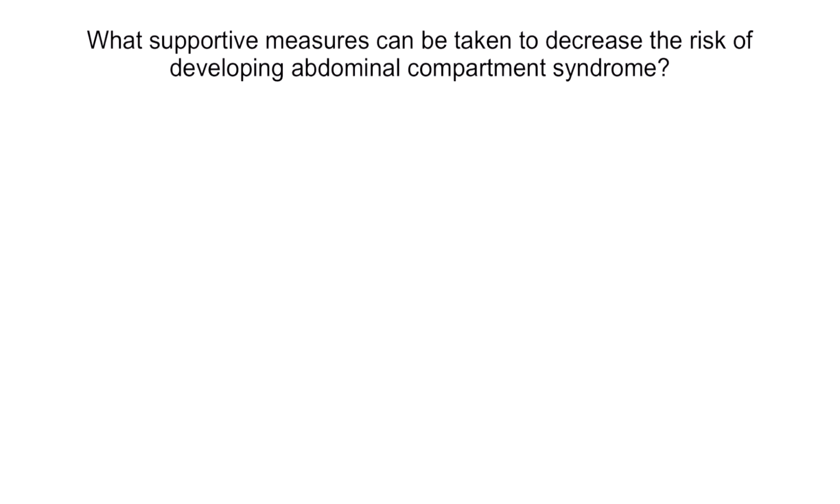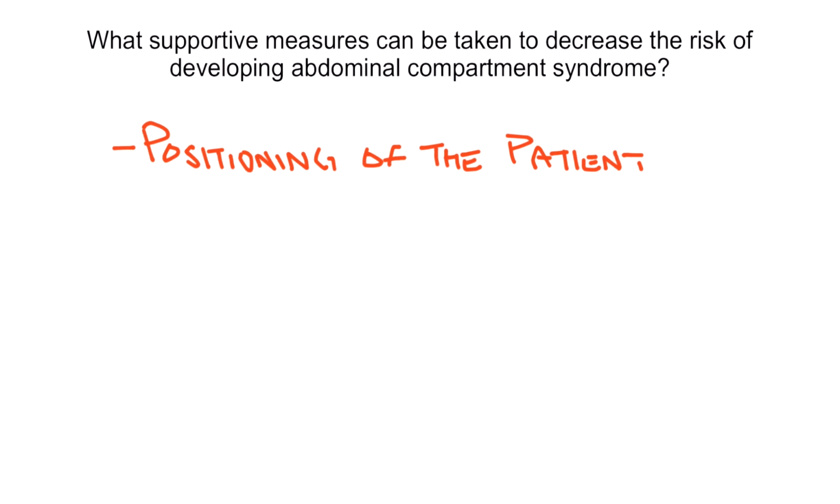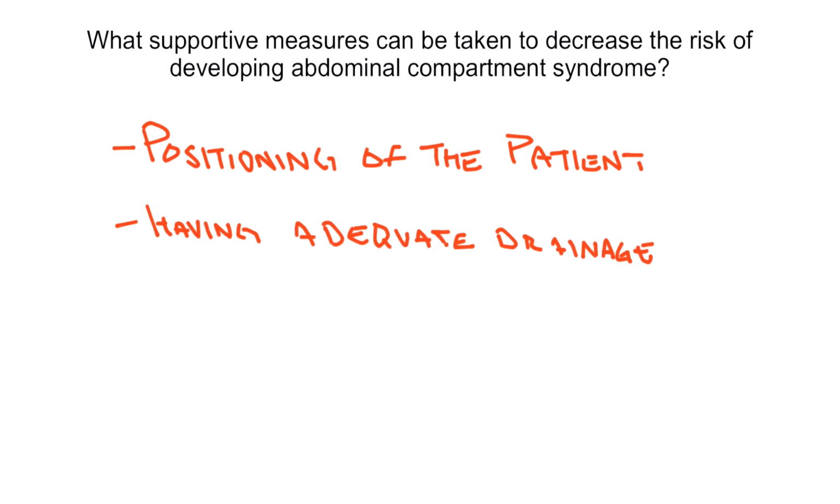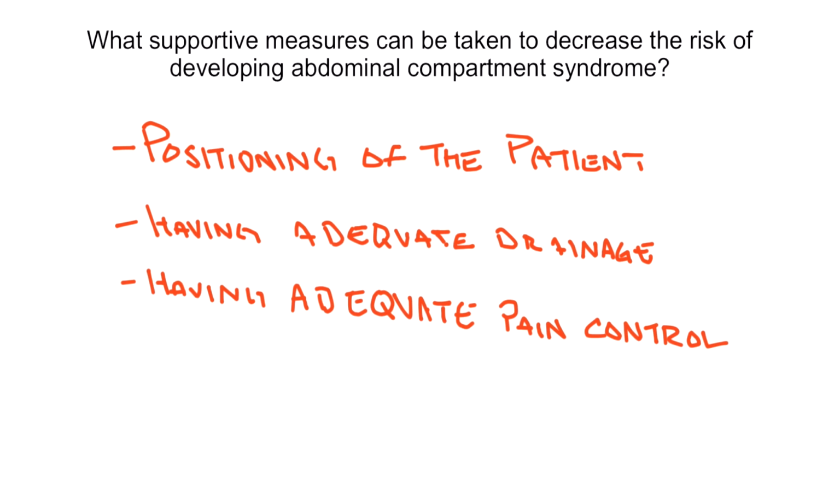All right, let's try a question. What supportive measures can be taken to decrease the risk of developing abdominal compartment syndrome? All right, there are a few things to consider that can help prevent the development of abdominal compartment syndrome. One is positioning of the patient. Having the patient supine without elevation of the head decreases the amount of pressure on the abdomen. This, of course, has to be balanced with the risk of ventilator-associated pneumonia or aspiration. Also, having adequate drainage. This includes nasogastric tubes, rectal tubes, paracentesis, and hematoma drainage. And finally, having adequate pain control and paralytics can also decrease the incidence due to the increased abdominal wall compliance.